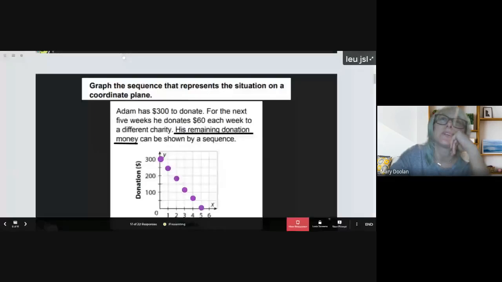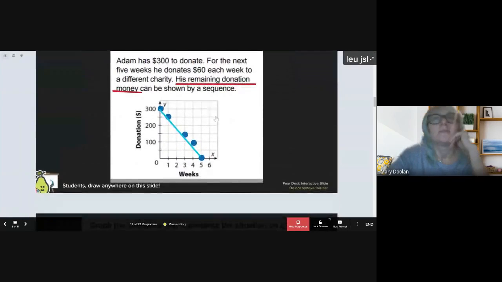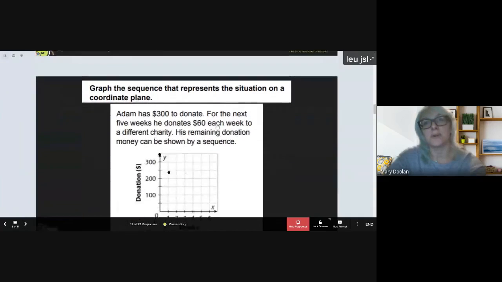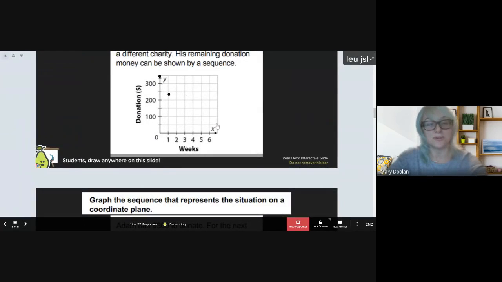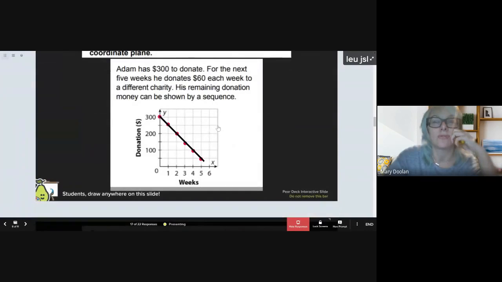And so let's see what you guys came up with. Okay, so someone connected the dots here with a line and put the arrows. That's nice. This won't keep going down past the x-axis, and it won't go past the y-axis either. So we're limited to the first quadrant. I think the line would be okay, but in this case, there actually wouldn't be arrows. I know I always tell you guys to put arrows on your lines, but that's when they go on forever. In this case, he didn't ever start with more than $300, and he's not going to donate more than that 300.